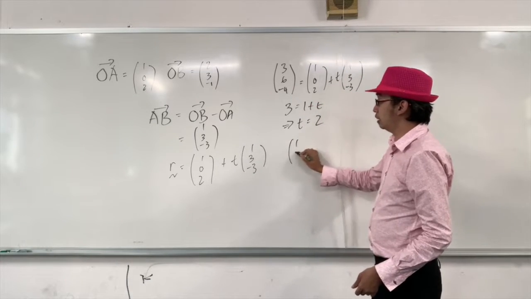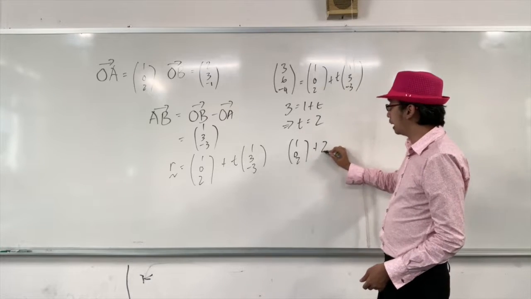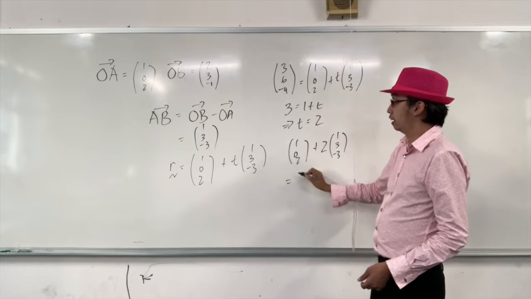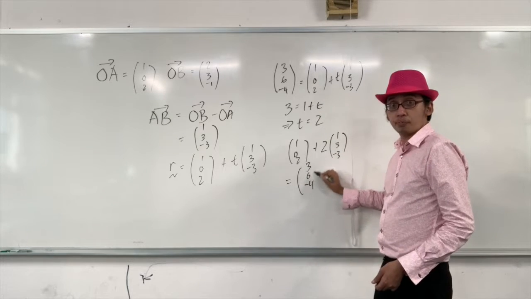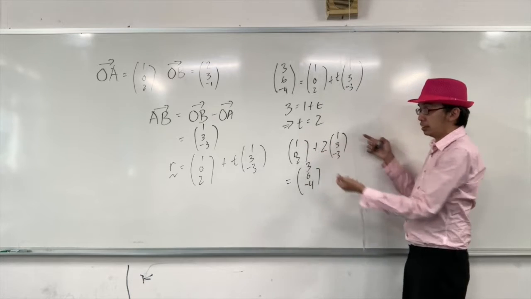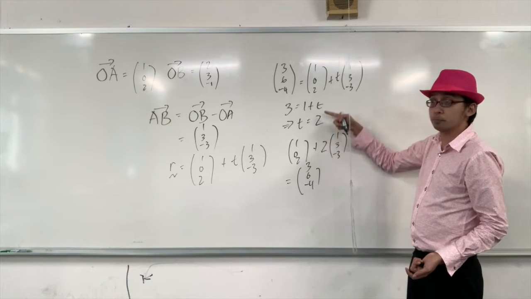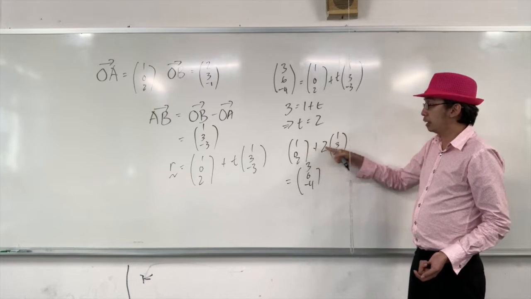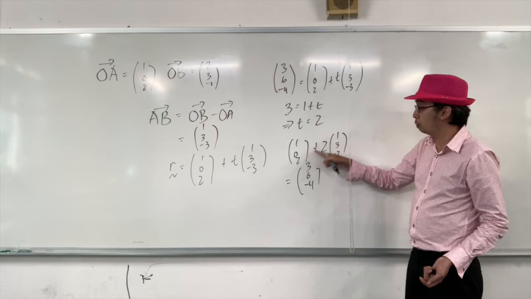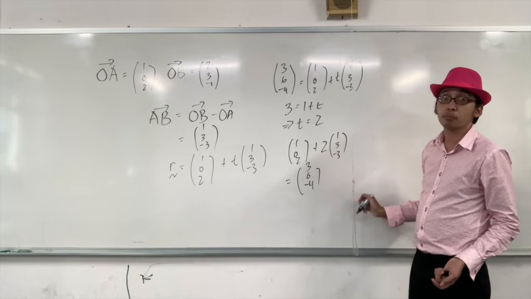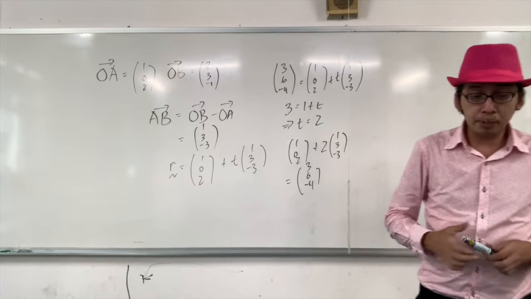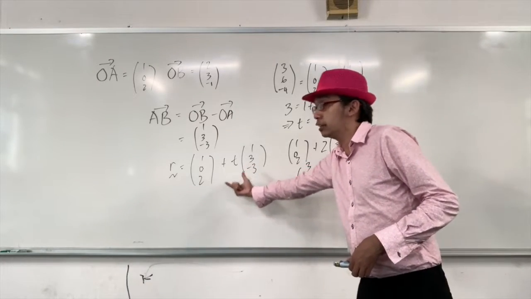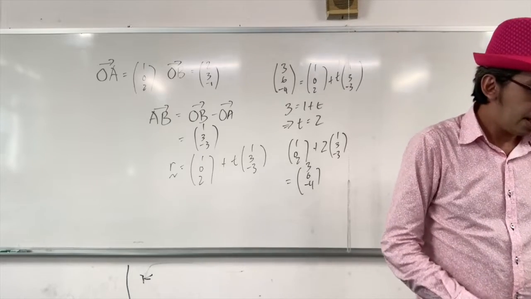So it's 1, 0, 2 plus 2 times your 1, 3, negative 3. Your answer to this is actually 3, 6, negative 4. Okay, you can check. 1 plus, okay, the first one of course because we derived the 2 from there, right? Okay, we arrived at 2 from there. So 1 plus 2 is 3. 0 plus 6 is 6. And then 2 plus negative 6 is negative 4. Okay, so therefore, because of this, 3, 6, negative 4 lies on the line because it tallies with this vector equation of the line.